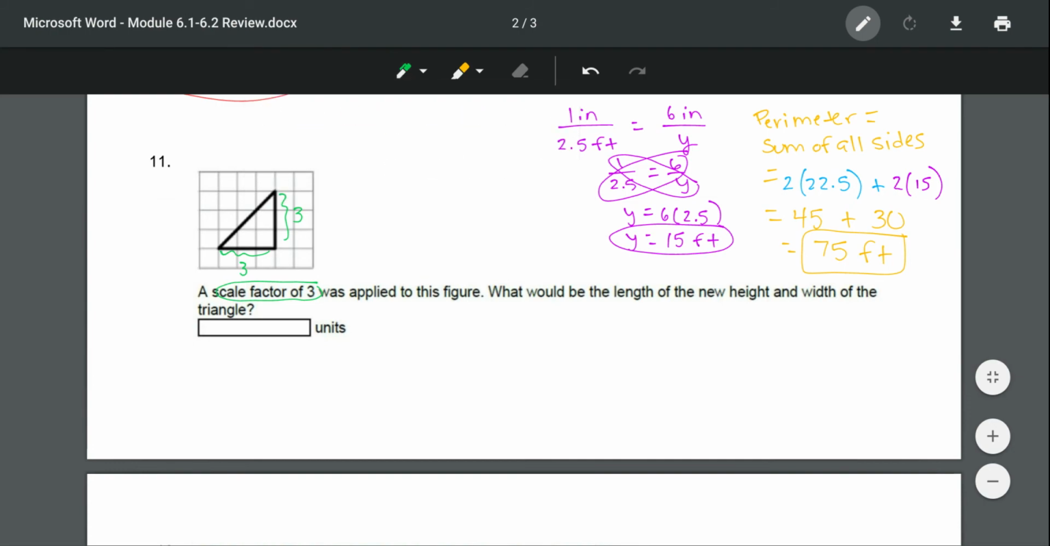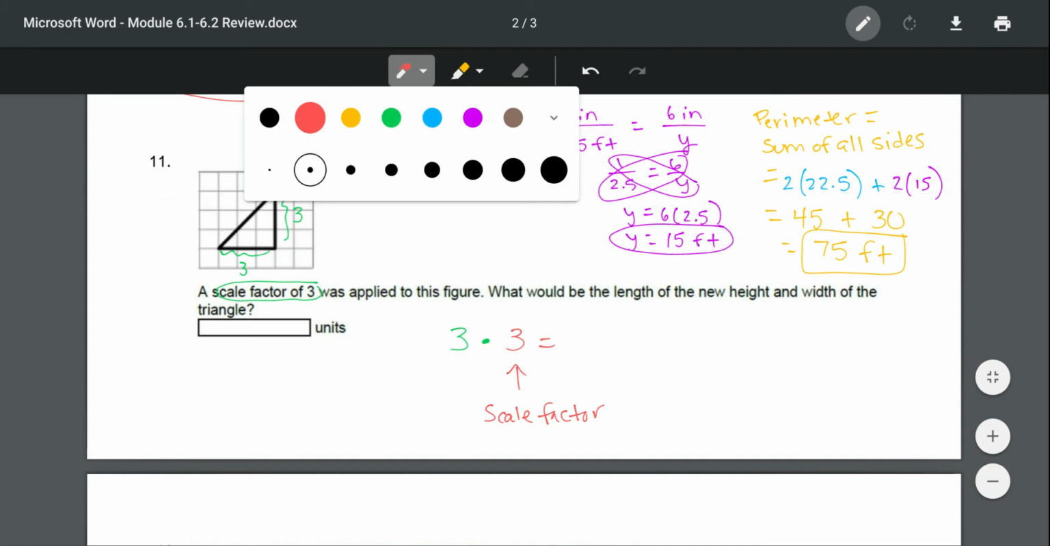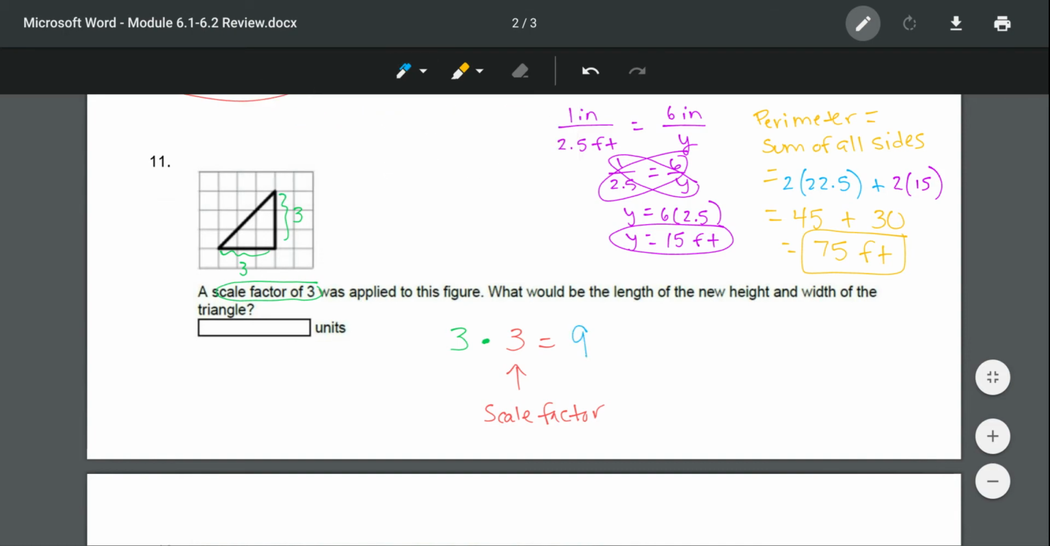So all we do is we take the side length of 3 and we multiply it by the scale factor, which is 3. And 3 times 3 would give us 9. So that would be the new length and the new height. So notice how there's a box here that says blank units, so you would write 9 units in that box. So on Illuminate, you would just type in 9 and then the units would be written for you already.